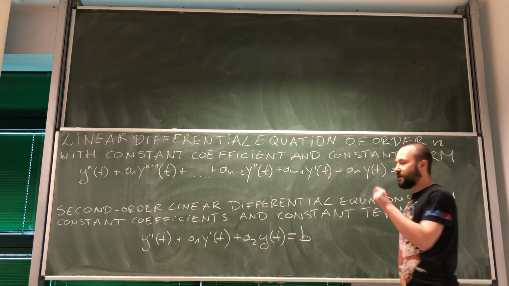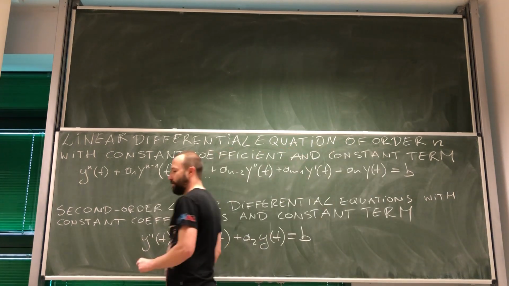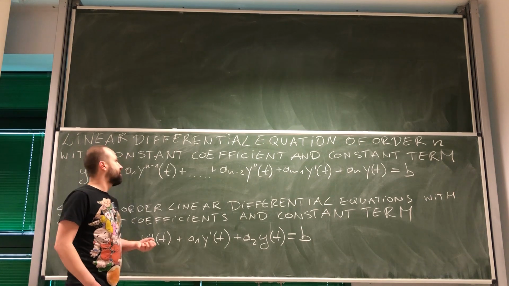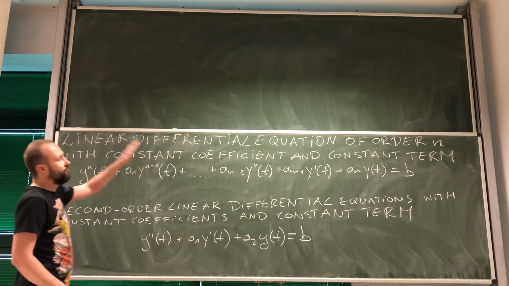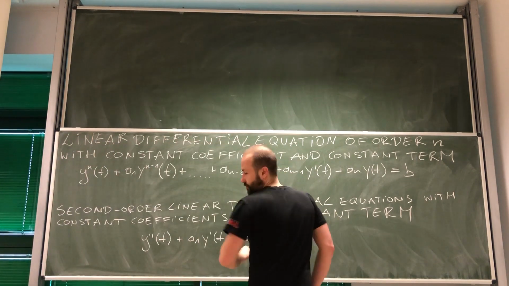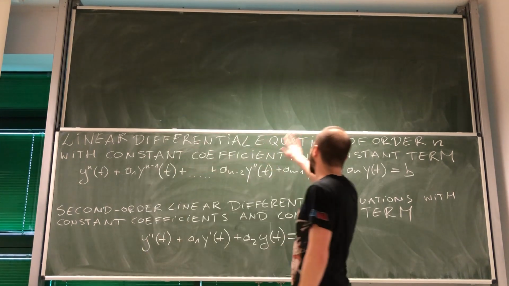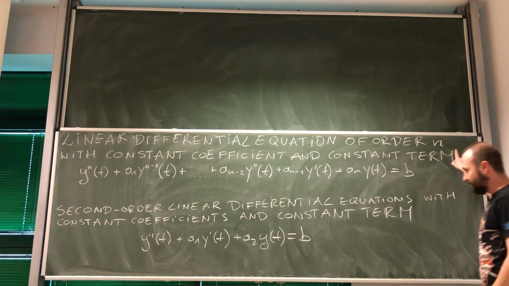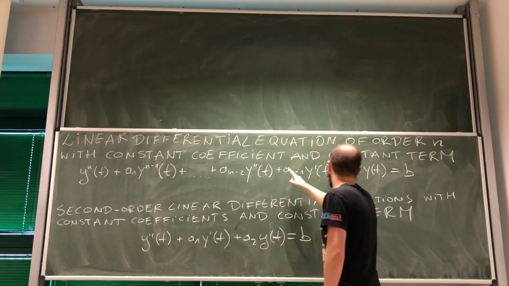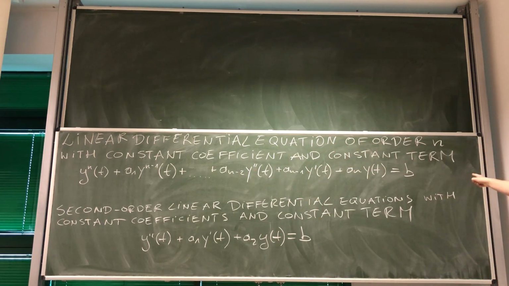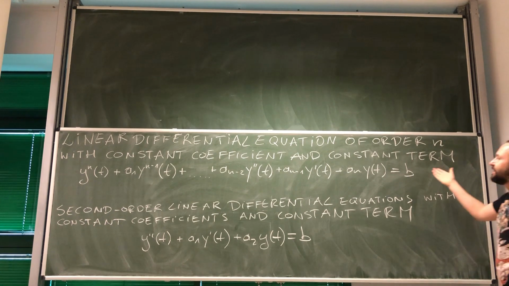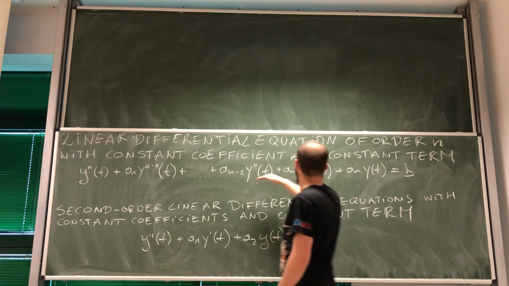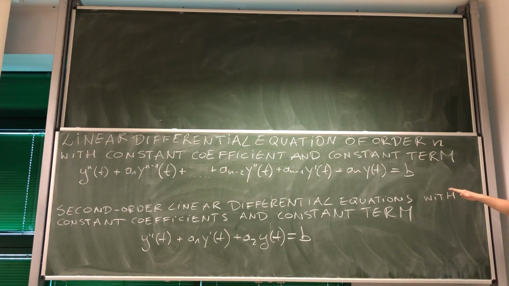So the first thing we're gonna cover over here is what starts in chapter 16 in Jiang, and those are linear differential equations. Well, this is a linear differential equation of order n with constant coefficient and constant term. Look, this is an example of such an equation. So look, what do we have over here?